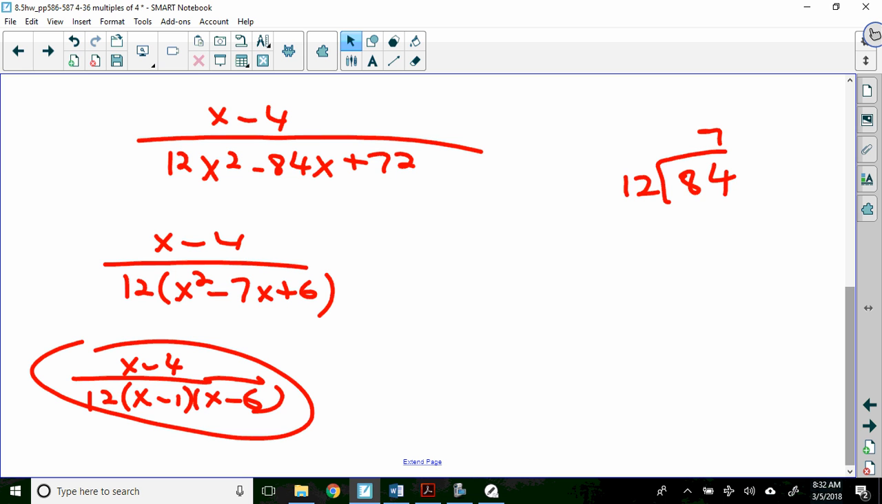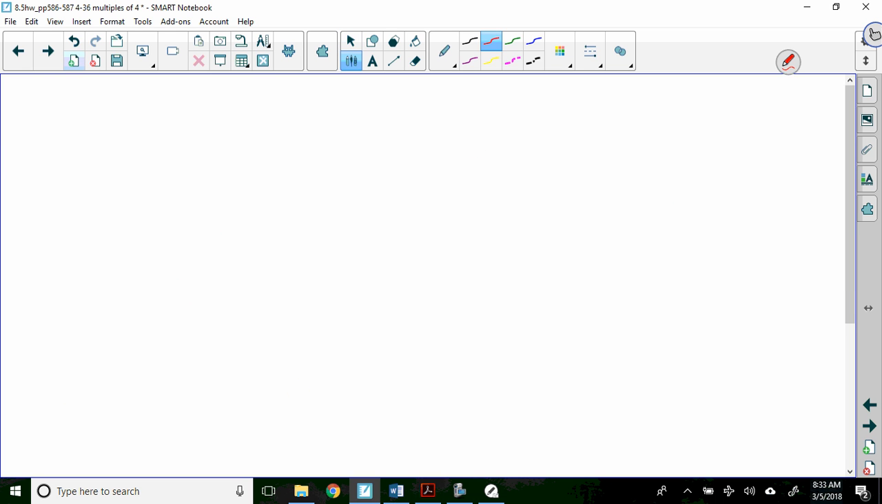So, exponent rules. Make sure you know your exponent rules. Make sure you know why something raised to the 0 power is 1. Make sure you know that 3 minus x is the same thing as the opposite of x minus 3.